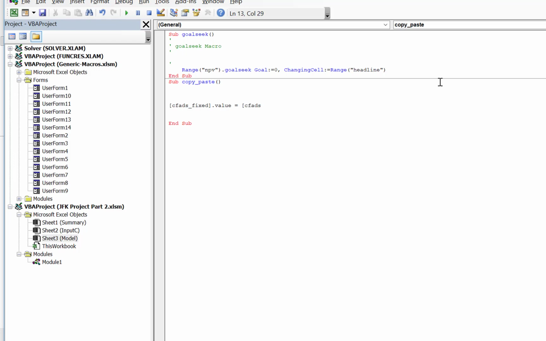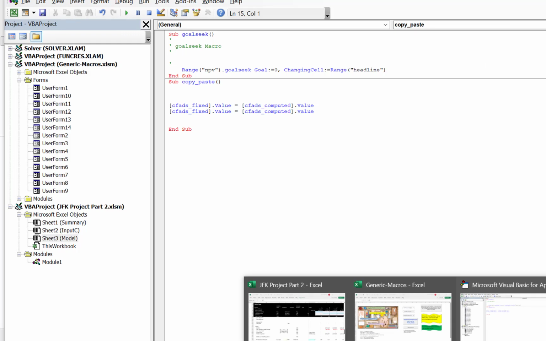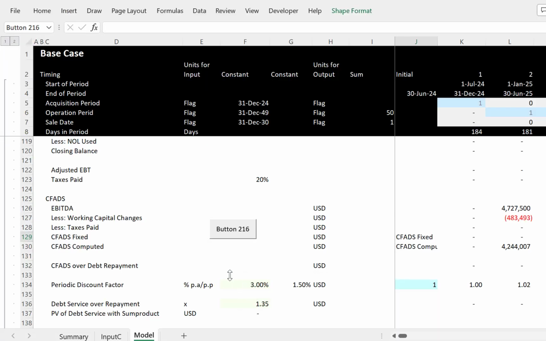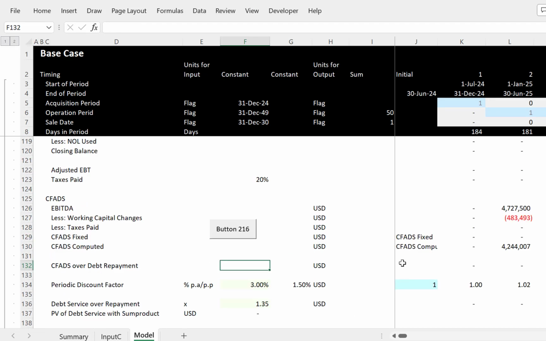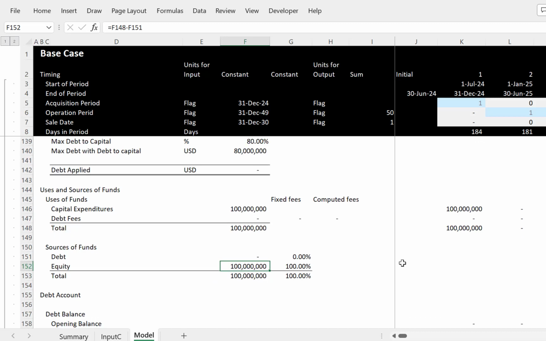CFADS underscore fixed. What was the other one? Computed. I hope I spelled it right. Dot value. Okay, we haven't done our loop yet, and we're going to do the same thing with the fees. I hope we named it. How did I put computed fees, just to be inconsistent again, just to show you that life is good when you fixed fees, computed fees. Up here, I did it the opposite way.